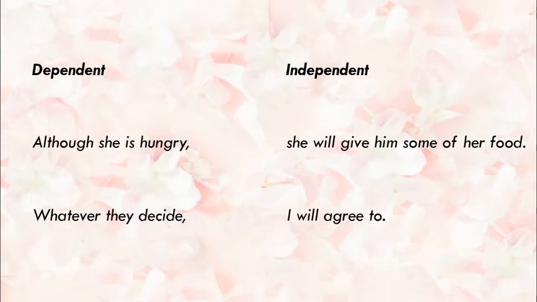So here you can see the differences of dependent and independent clause. The example of dependent clause is although she is hungry, and independent clause is she will give him some of her food. This time you can see that although she is hungry, this is dependent clause. To complete its meaning, this is dependent to this independent clause. She will give him some of her food. Whenever they decide, I will agree to. Okay? This whenever they decide, dependent clause, dependent to this independent clause, I will agree to.